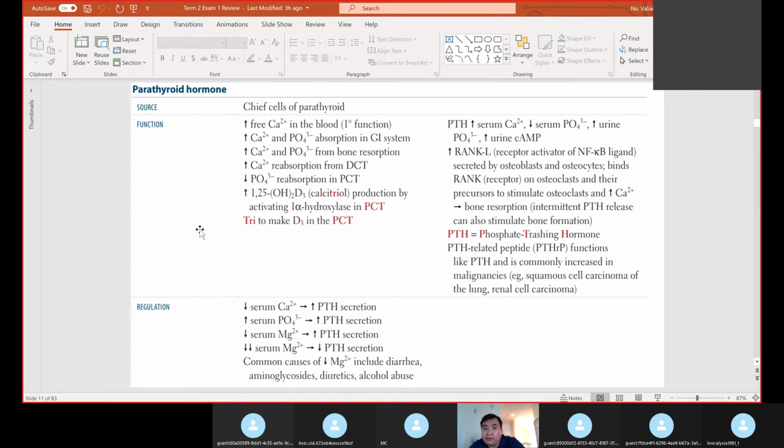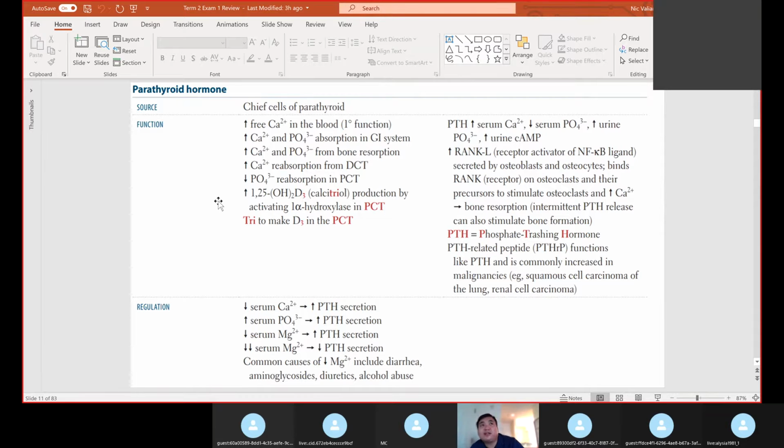Next, parathyroid hormone. High yield. Where is the source? Chief cells of the parathyroid. What's the function? Increase free calcium. Increase calcium and phosphate absorption. Increase calcium and phosphate from bone resorption. Increase calcium reabsorption from the DCT. Decrease phosphate reabsorption in the PCT.